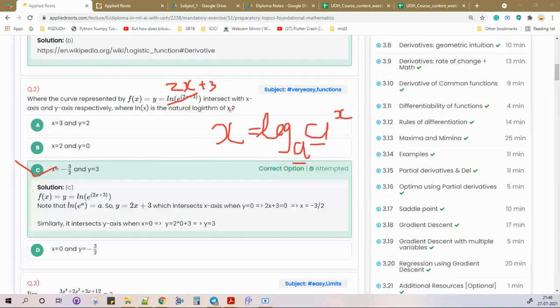Correct? But this rule is important. Right? Log base a of a to the power x is nothing but x only. Correct?